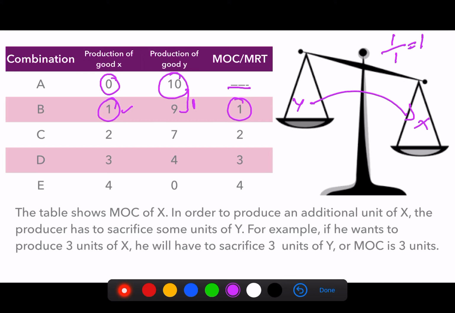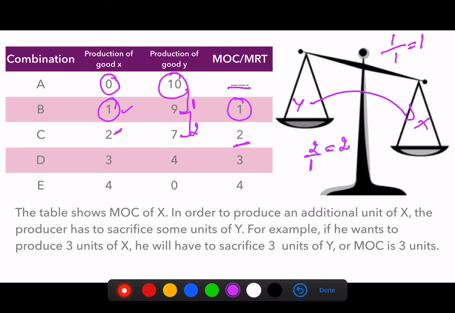Now in the third combination C, the producer says, no, I want to produce 1 additional unit of good X more. Again he has to transfer the resources from Y to X. In that case, he sacrificed 2 units of good Y to produce 1 additional unit of good X. In that case, the MOC is 2. So change in loss is 9 minus 7 is 2, and change in gain is 1 to 2, so only 1 unit of gain is there. So here the MOC is 2.